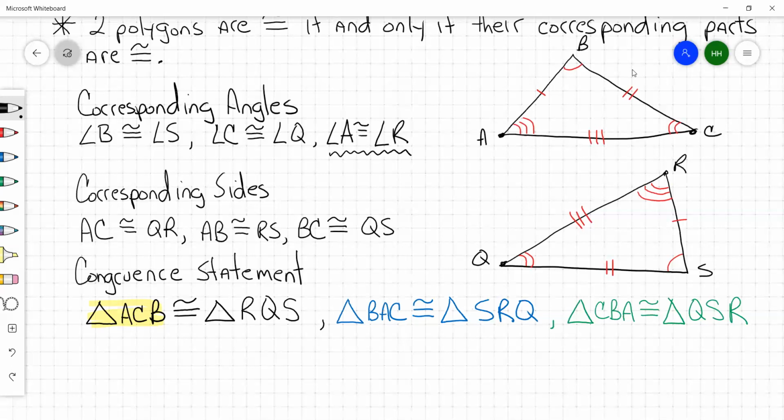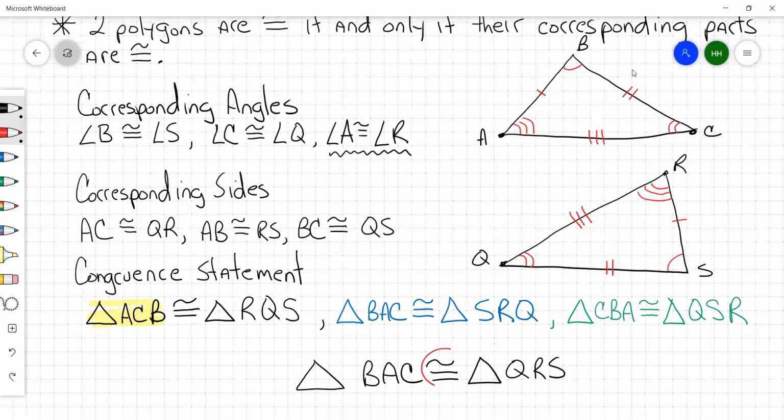Let's write an incorrect congruent statement. If I gave you triangle BAC, and B has 1 arc mark, then doesn't S have to go first? So if I just write a description of the second triangle, but I don't list S first, if I call it QRS, are those 2 congruent? No. So this becomes a not congruent. BAC is not congruent to QRS because angle B has to correspond to angle Q.